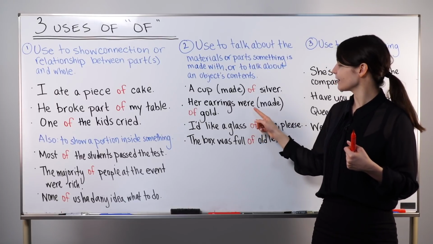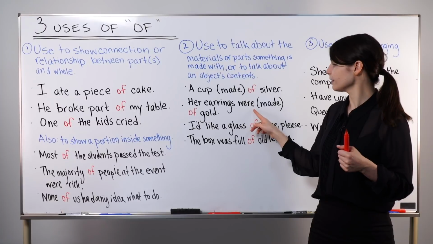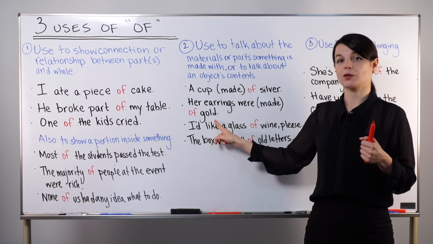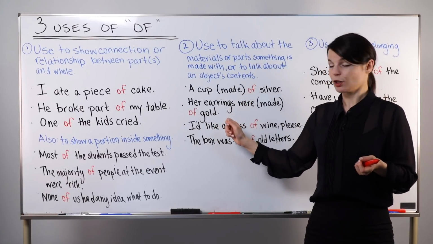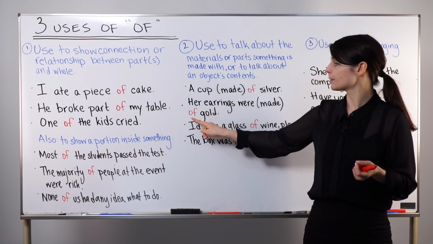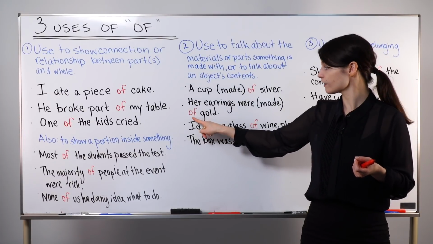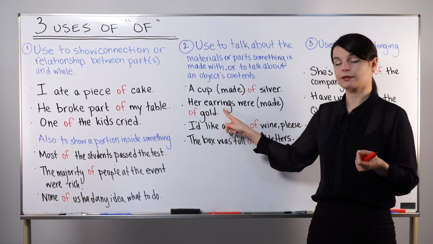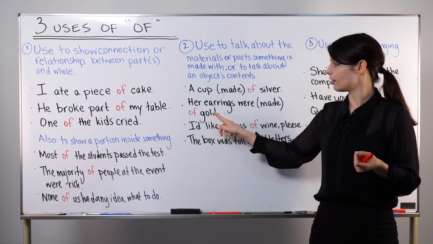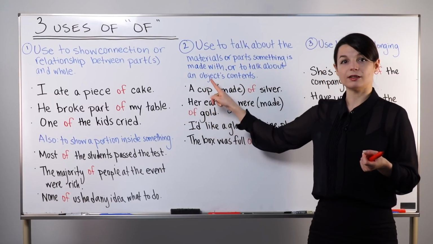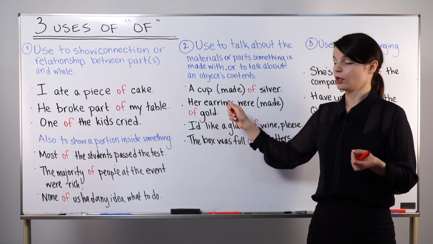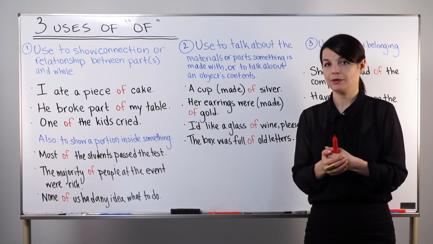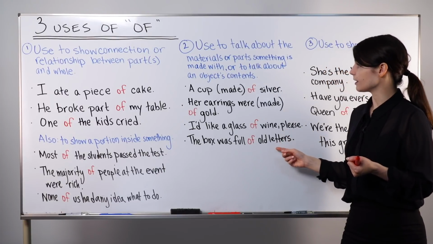Let's go on to the next sentence, also a material sentence. Her earrings were made of gold. So again, you see our material comes after our connecting word of, and the object it's connecting to is earrings. So these two sentences show us how we use of to indicate a material or a part that something can be made with.